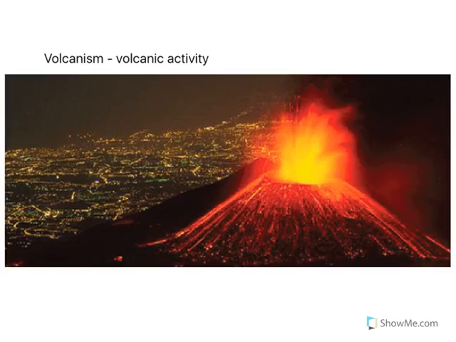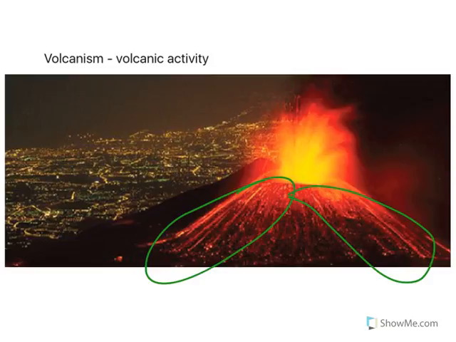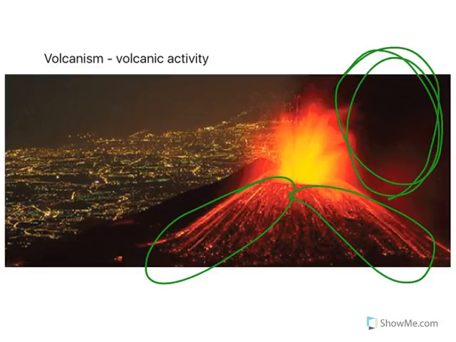Volcanism refers to volcanic activity. In this picture from the Foundations textbook, we see Mount Etna erupting in 2001 above the Sicilian city of Catania. Notice you see lava flows. That's an indication of volcanism. Notice also you see this gas being released into the atmosphere, another indication of an active volcano. Volcanism is one indication that a planet is geologically active.